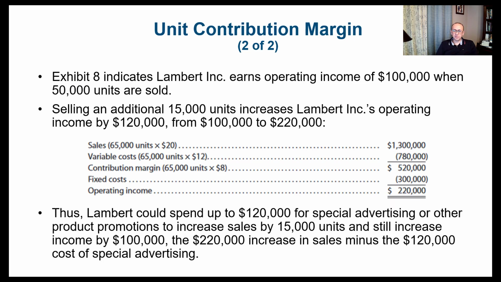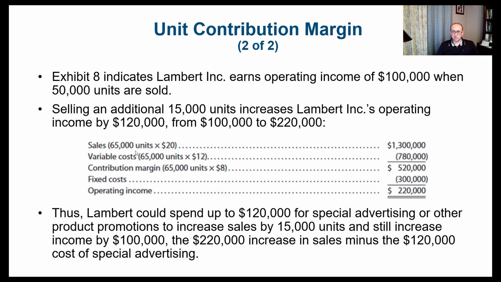So in the previous example for Lambert Incorporated, they had an operating income of $100,000 when they had 50,000 units of sales. So selling an additional 15,000 units increased Lambert Incorporated's operating income by 120,000 from the 100 originally, so that would give us 220. So let's see the calculation here one more time.